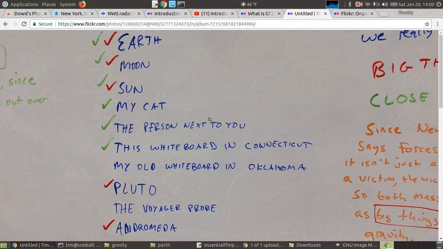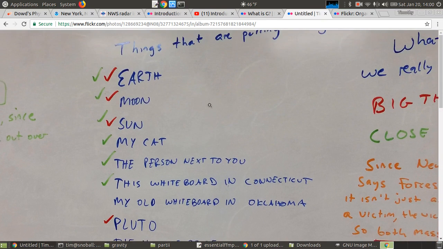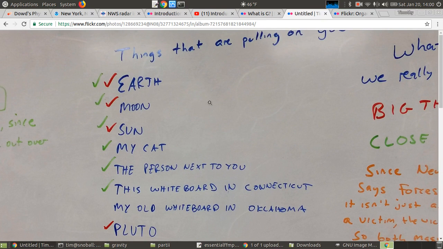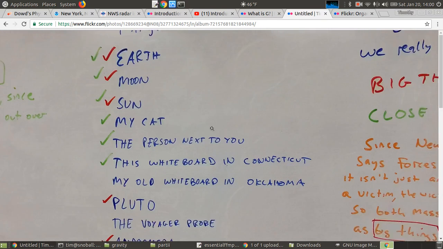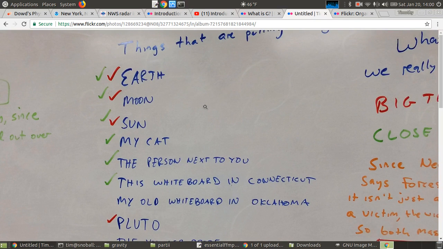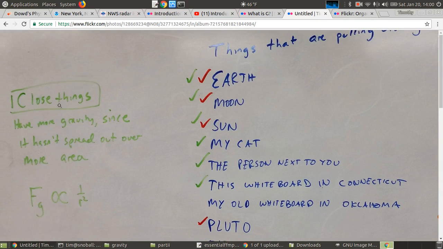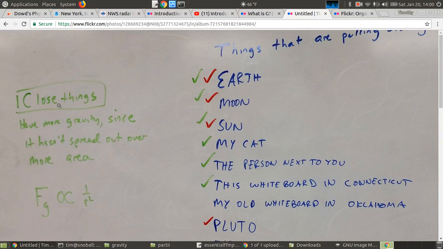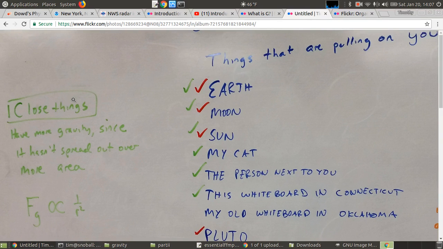If you look at patterns, the ones that seem to matter are ones that are both big, which I've checked off in red, and close, which I've checked off in green. So the close part, we understand that. That's the inverse square law. The big part, that's what justifies the fact that m1 and m2 both matter.